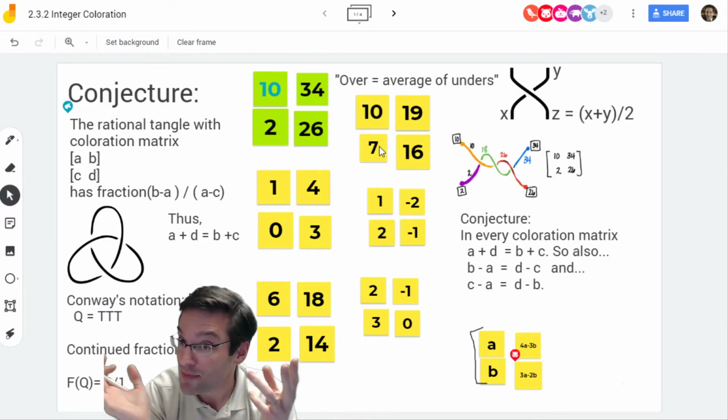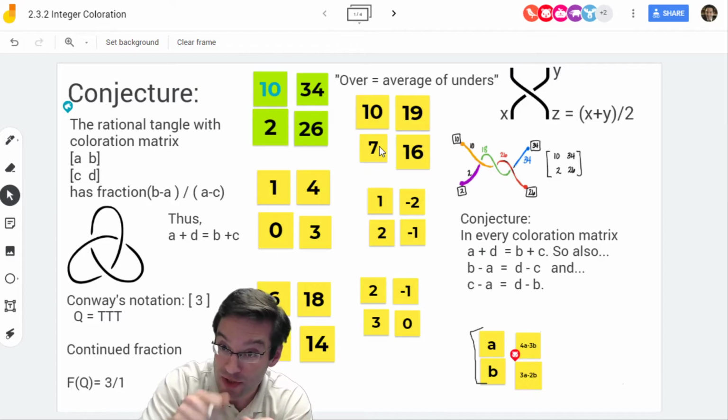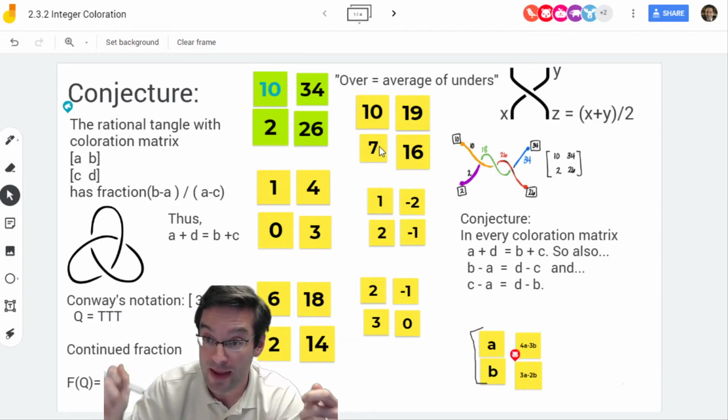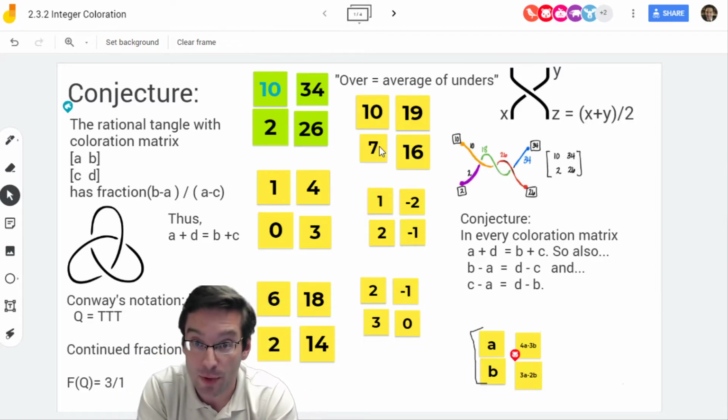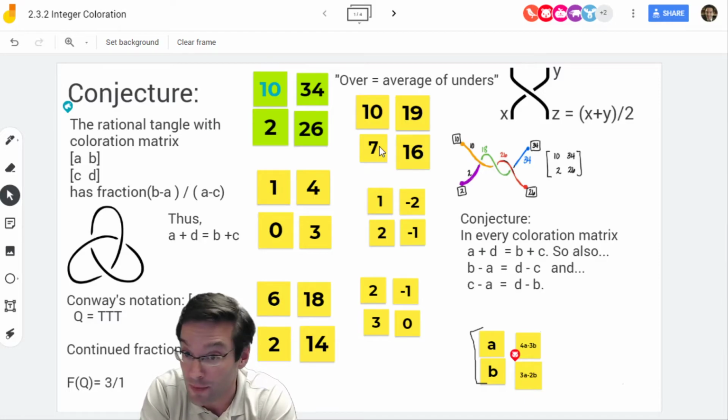And again, independently of which numbers we chose to start the integer coloration process, by the end of it, we get a matrix, and the column difference divided by the row difference for that matrix is supposed to give us the fraction for this rational tangle. So this is a really good conjecture.